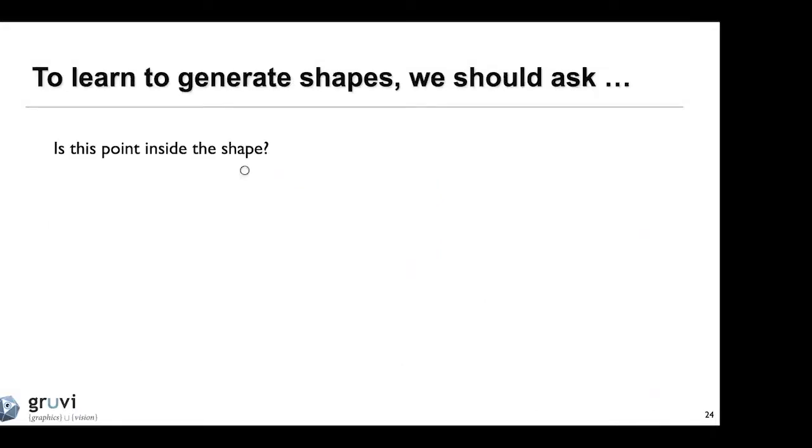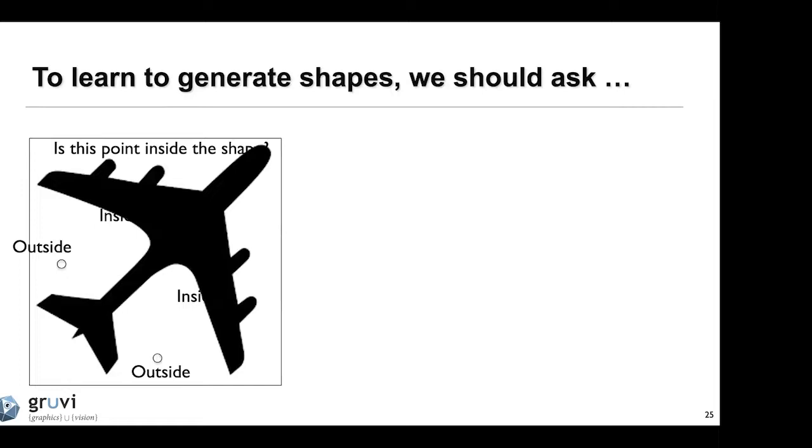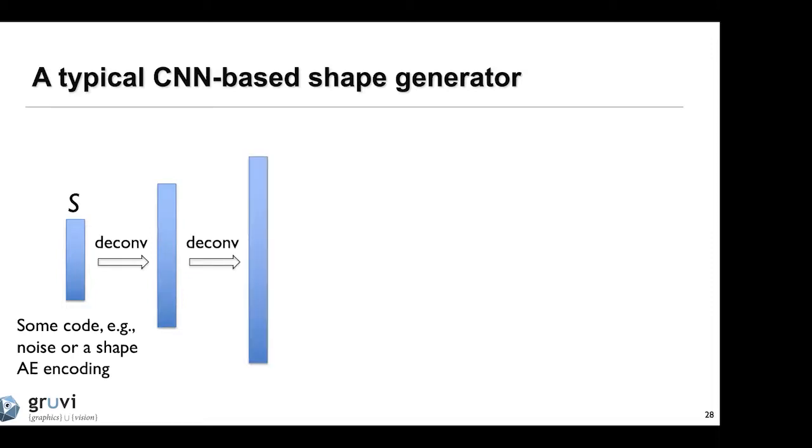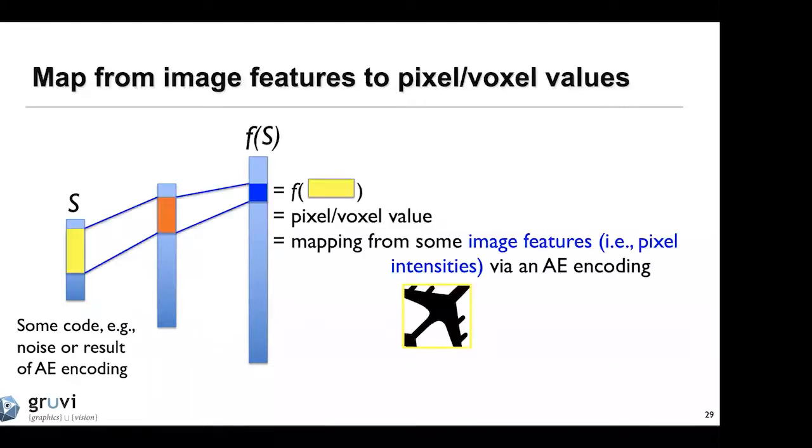So then to learn to generate shapes, we should ask the following question. I give you a point: is this point inside or outside the shape? If that's inside, that's outside, inside, inside, keep doing this exercise, and then you can define the shape, right? The shape is defined by whatever points lie inside, and this inside-outside would help you define the boundary. If you take a typical CNN-based shape generator, it would start with some kind of a code. The code could be noise or could be some result of an autoencoding, and then you can apply your favorite deconvolution operator, and at the end you get a result.